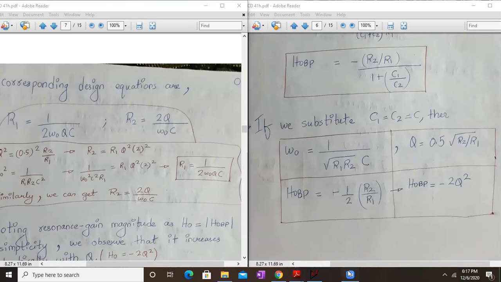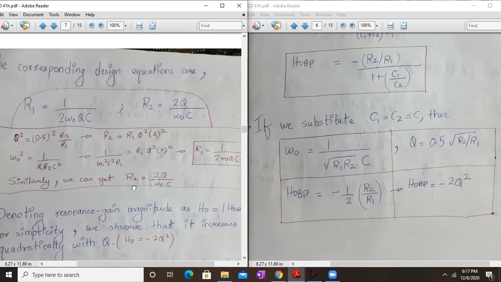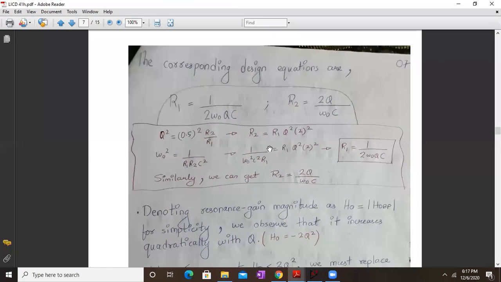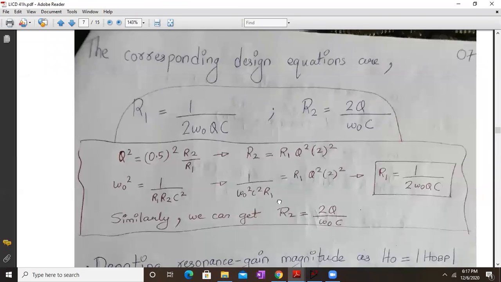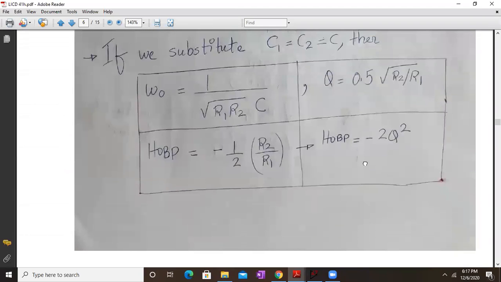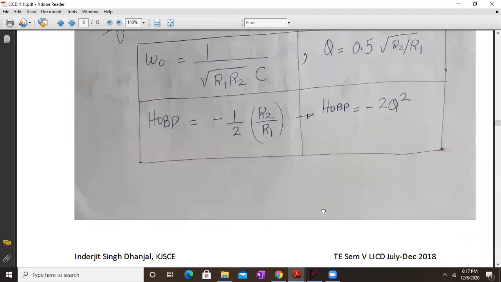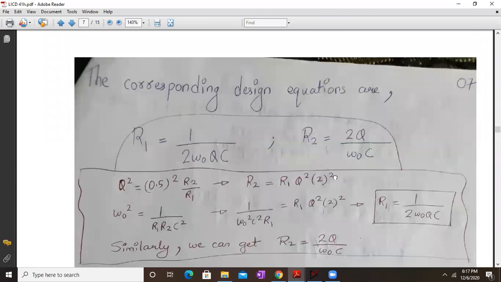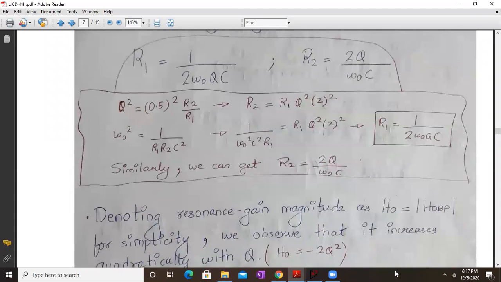Okay, so how do we get these values? Let us concentrate here. We have this relation: Q is 0.5 into square root of R2 upon R1. So Q square will be 0.5 square into R2 upon R1. So R2 will be R1 times Q square into 4.